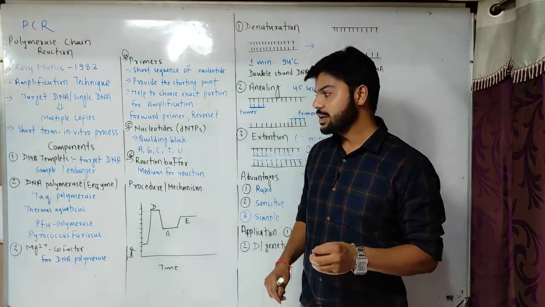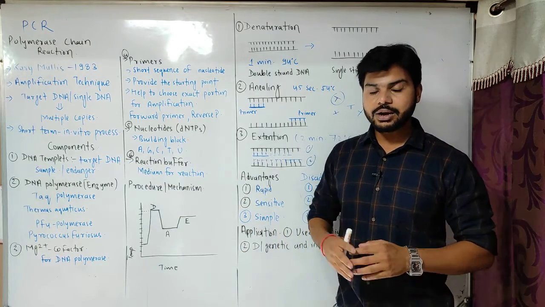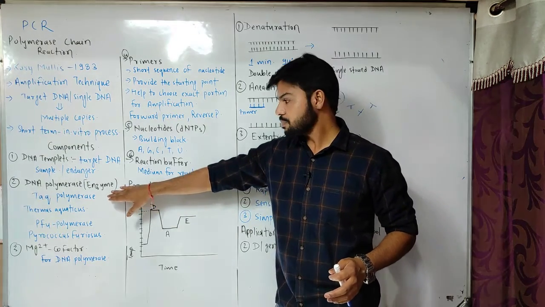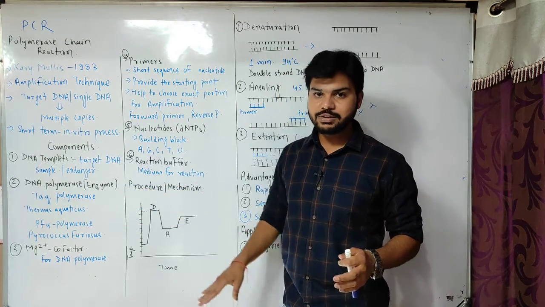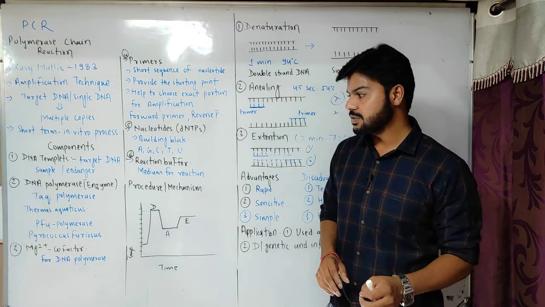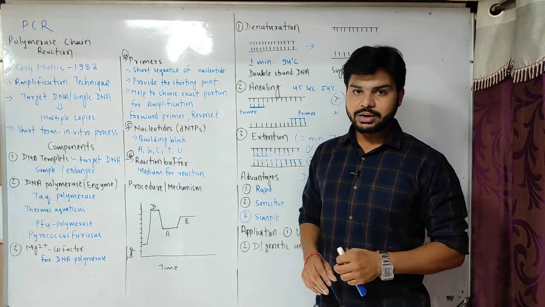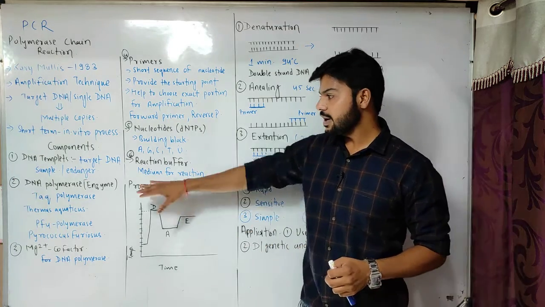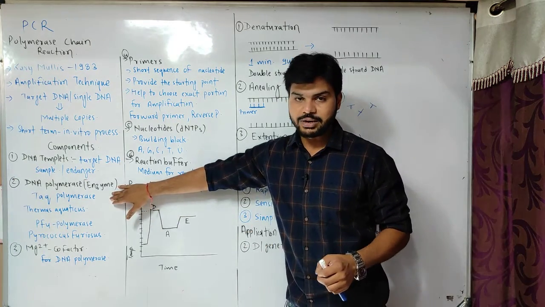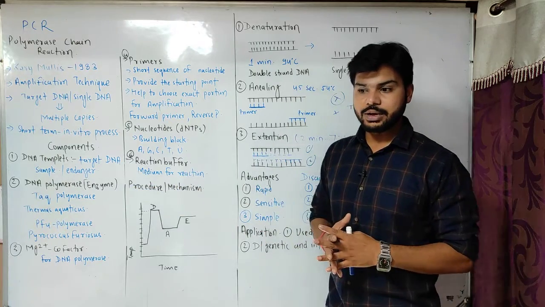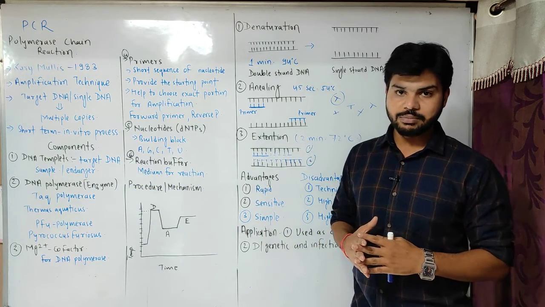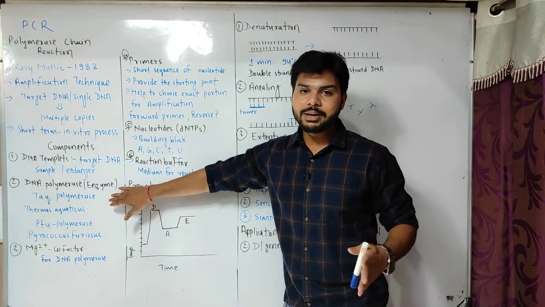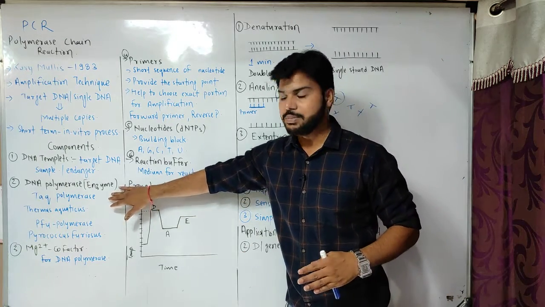And the second one is the DNA polymerase enzyme. There are a number of DNA polymerase enzymes, but here we utilize Taq polymerase. What does it mean by Taq polymerase? That is Thermus aquaticus. It is isolated from bacteria and this is a thermostable enzyme. So that is why we utilize this Taq polymerase, because in this process we increase the temperature to about 95 degrees Celsius. So from a stability point of view we utilize this polymerase enzyme.